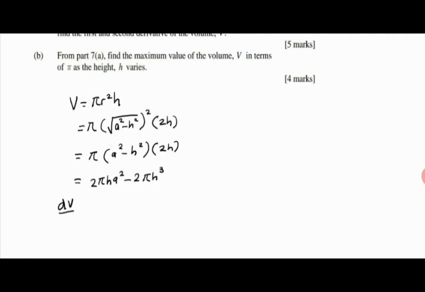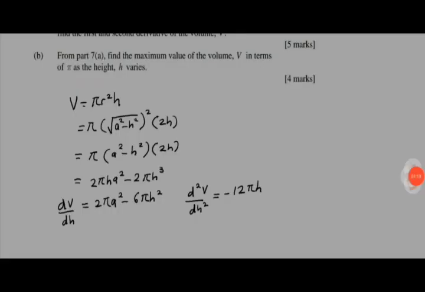And now let's find dV/dh. Differentiate V with respect to h. So we are going to get 2 pi a squared minus 6 pi h squared. So that is the first order. Now the second order is this. So we have negative 12 pi h. That is our second order differentiation.